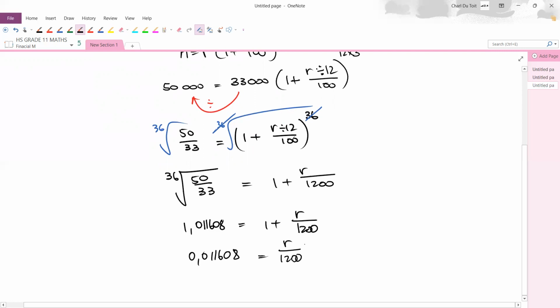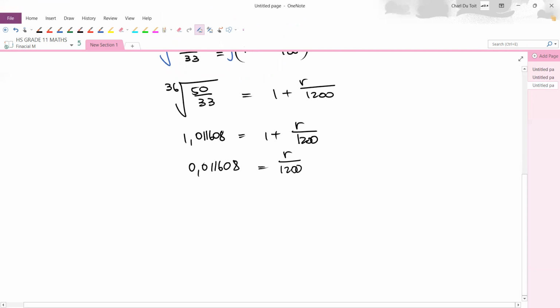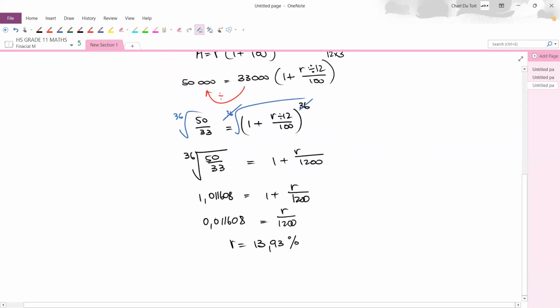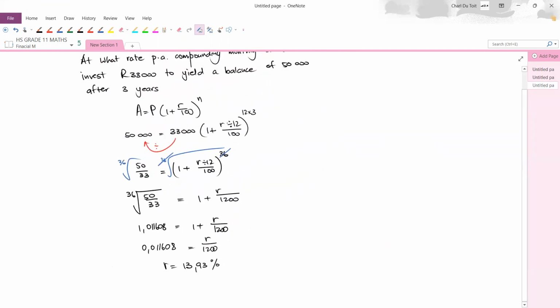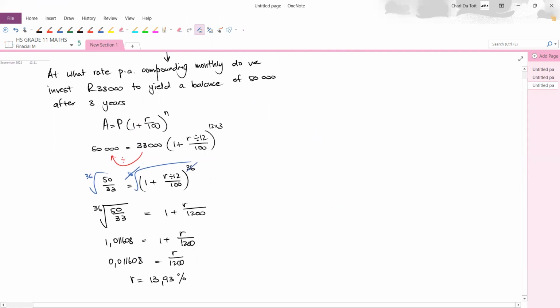So I'm minusing 1 on my calculator to get 0,011608. And then I'm times that with 1200. I get 13.93%. R is 13.93%. That is the rate at which I need to bank that money or invest that money. This is important sum if you're a grade 11. Yes, sir. Good. Okay.